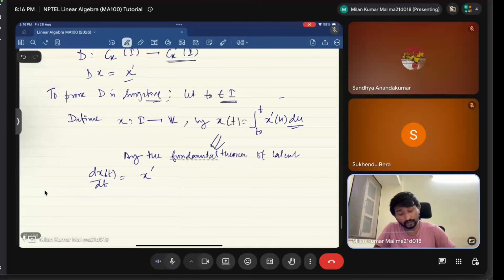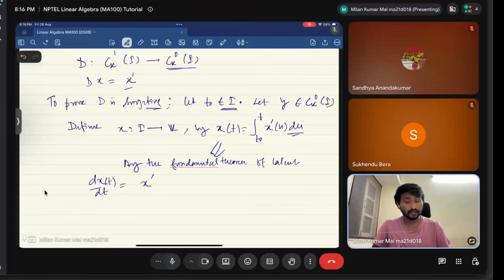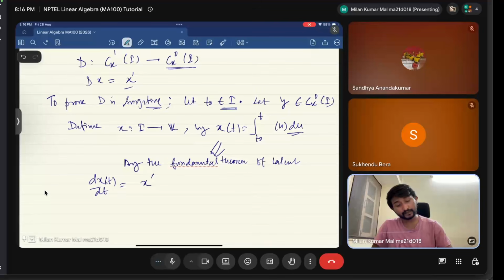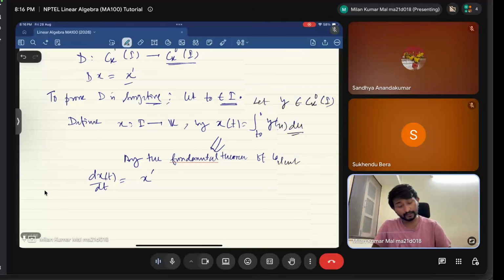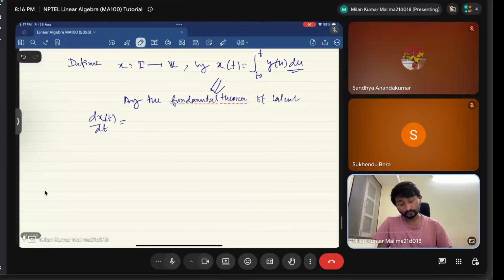Or I can start with something like that. For surjective: let t naught belong to I, and let y be a function coming from C^0_k(I). That means y is a continuous function. Then I define a new function x this way. Then its derivative, by the fundamental theorem of calculus, has to be equal to y of t. Okay, let me give you the precise statement of the fundamental theorem of calculus.